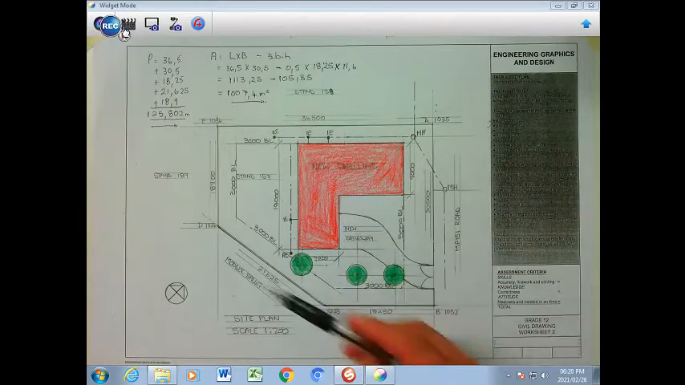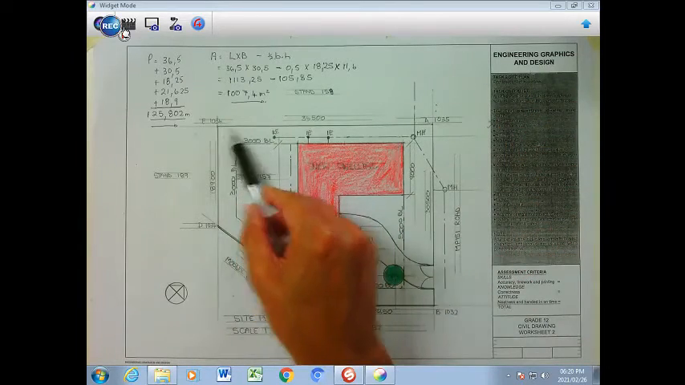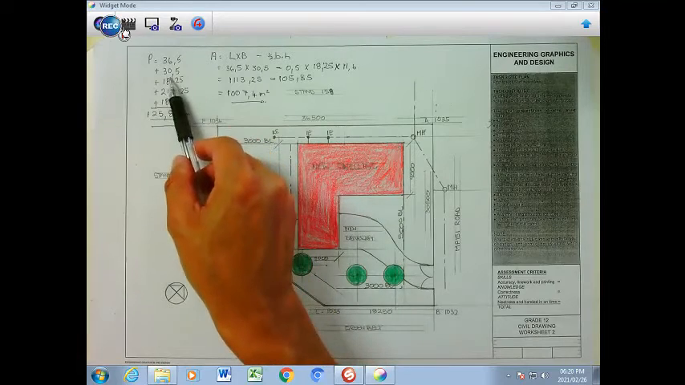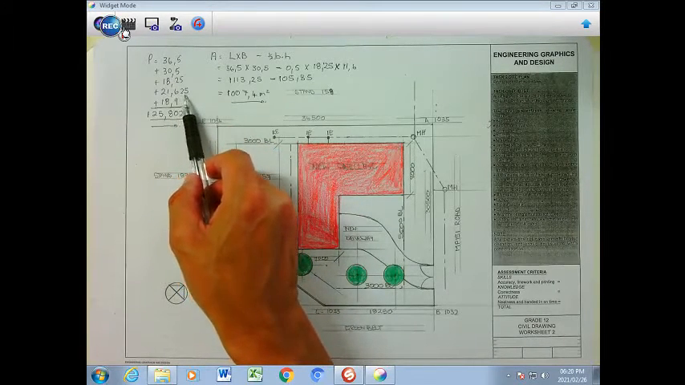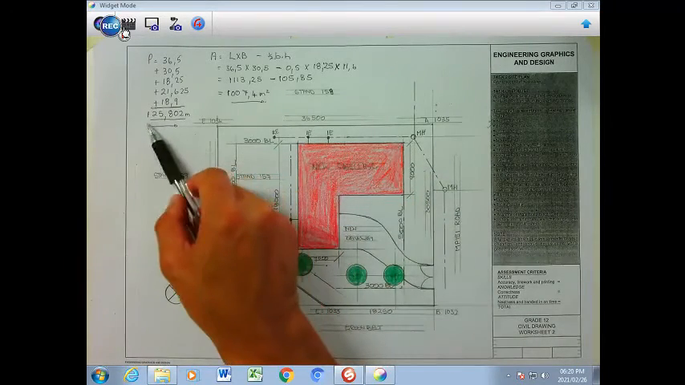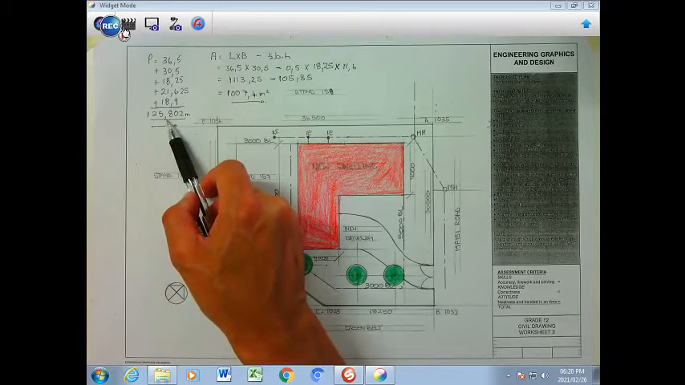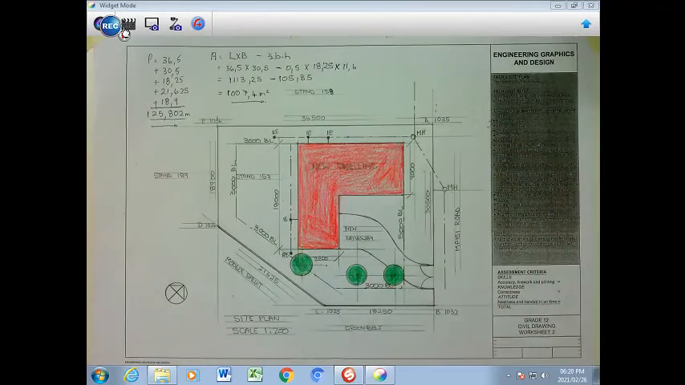So when we look at our perimeter, we will find that we take all the sides starting from 36.5, which I have there, to 30.5, 18.25, 21.6525, plus 18.9, which is this last part here, gives us a total of 125.802 meters. That is the perimeter right around.